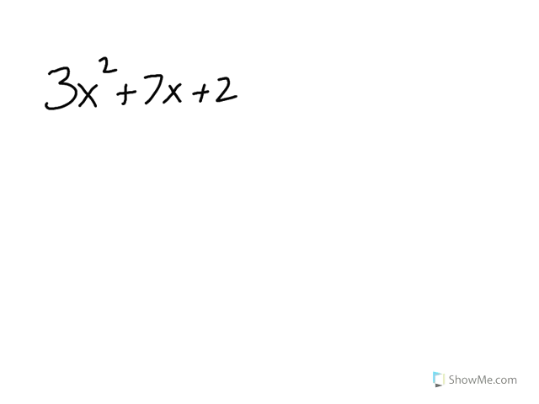Now, let's take a look at this trinomial here. What makes this different than all the other ones is I have what's called a leading coefficient. And everything else you've practiced up till now, that's been a 1, which makes things really easy. Because if that's a 1, all we have to do is list out the factors of 2 and hope we get some that add up to 7.